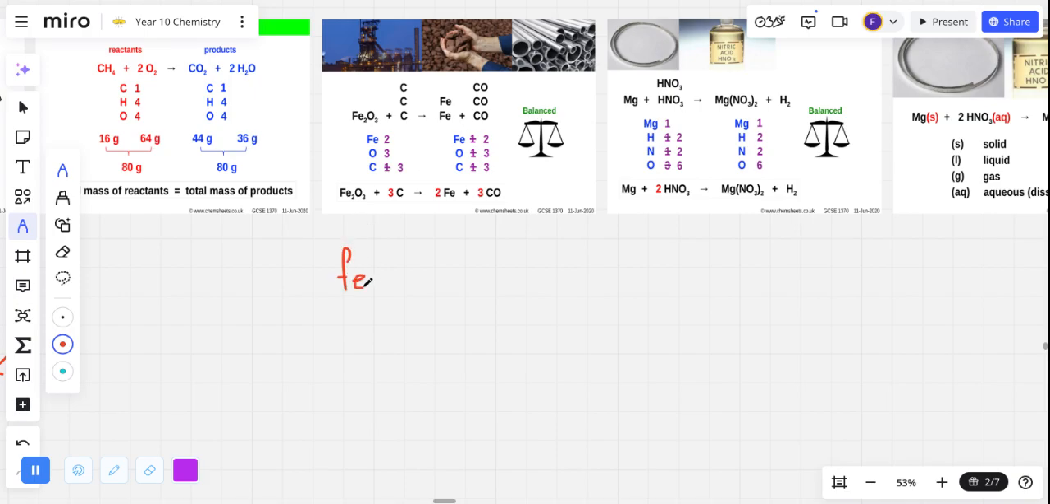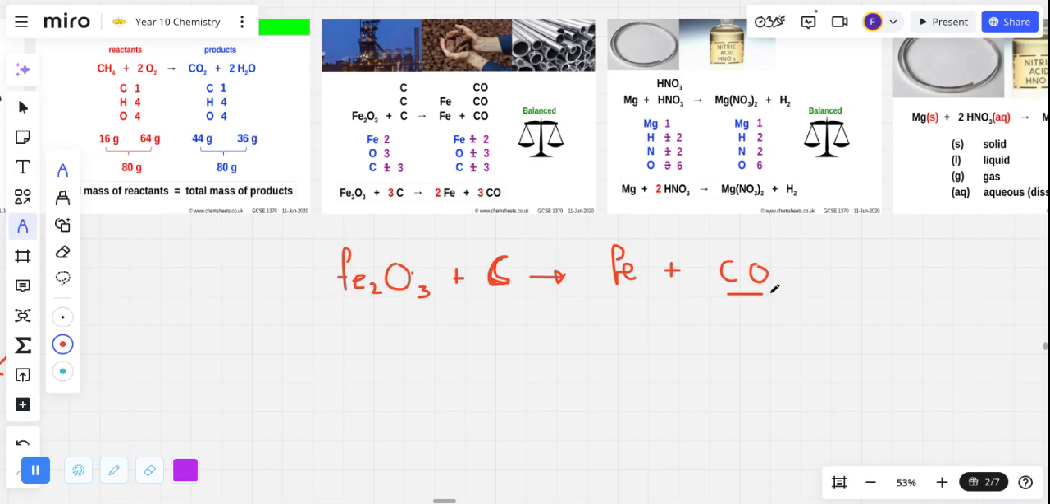Fe2O3, you cannot change these numbers, plus carbon goes to Fe and CO. All right, so I can look at it and think in terms of what's going on. Well, this naughty cheeky carbon here is stealing one of these oxygens.